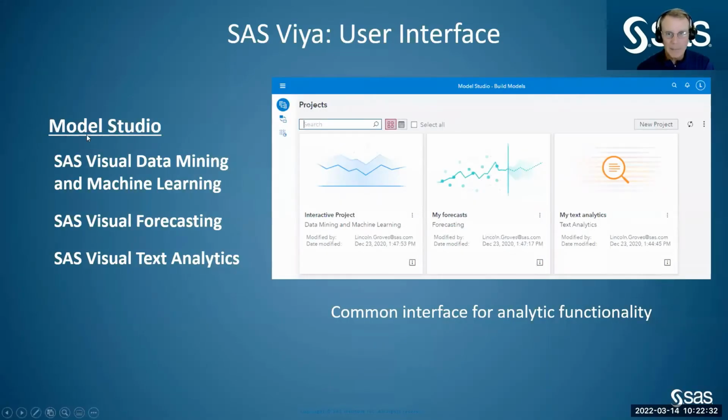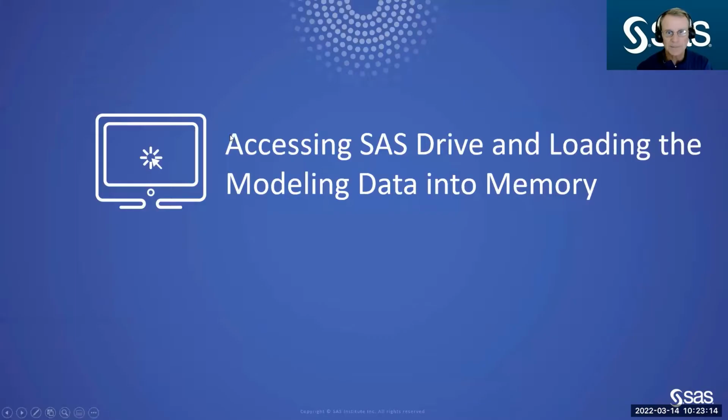So in Model Studio, or the build models, we have three different types of models that we can work with. We're going to be working in the visual data mining and machine learning, but we also have forecasting and text analytics available in this Model Studio or build models interface. So if you're working with text data, you can do that in SAS Viya. You don't have to open up a new tool from SAS. It's all available here. The same with forecasting. Again, we're going to focus on statistical model building, visualizing our data, and then using some of the machine learning models in SAS Viya.